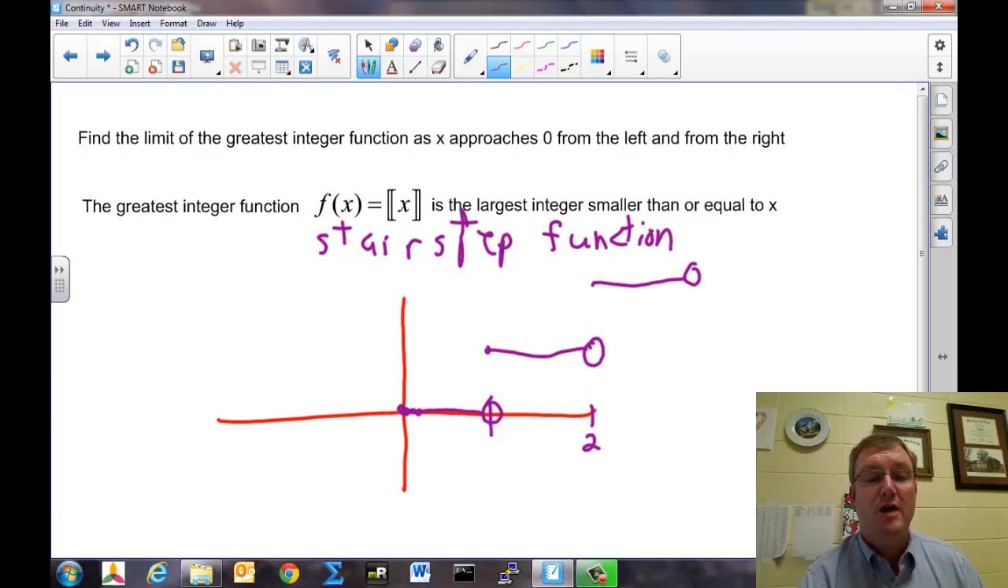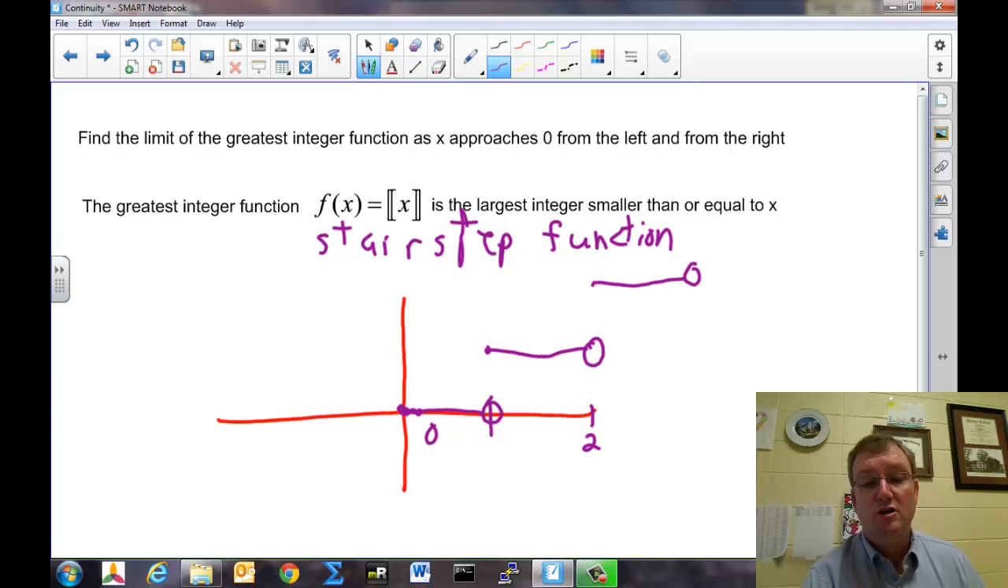Well, let's talk about the problem that we were asked. Find the limit as x approaches 0 from the left and from the right. Well, from the right, we've got it drawn here. What does the function appear to be approaching from the right? From the right, it's approaching the number 0.